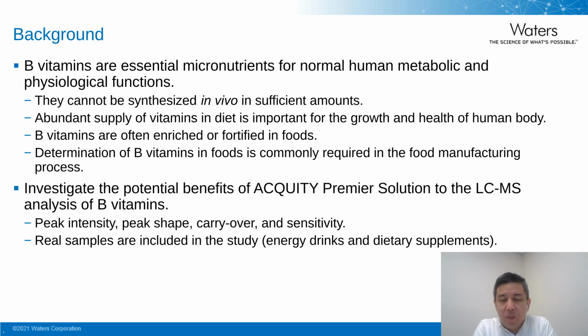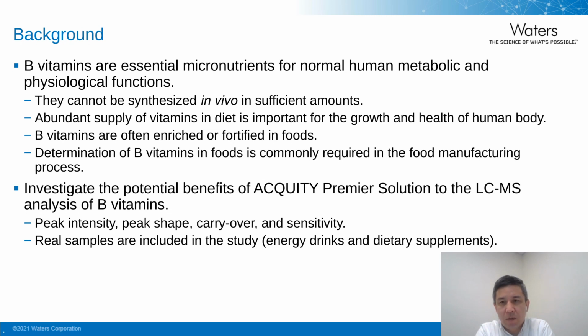So, additional background about the B vitamins. B vitamins are essential micronutrients for normal human metabolic and physiological functions. They cannot be made by humans in sufficient amounts, so people need an abundant supply of these micronutrients in the diet for the normal growth and health of the human body.